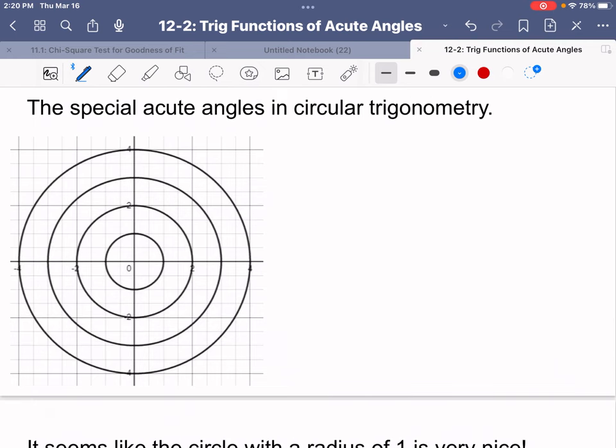Notice in this picture I've got 4 concentric circles, one with a radius of 1, a radius of 2, a radius of 3, and a radius of 4. All of these circles are similar to one another, and I'm going to kind of prove it to you.